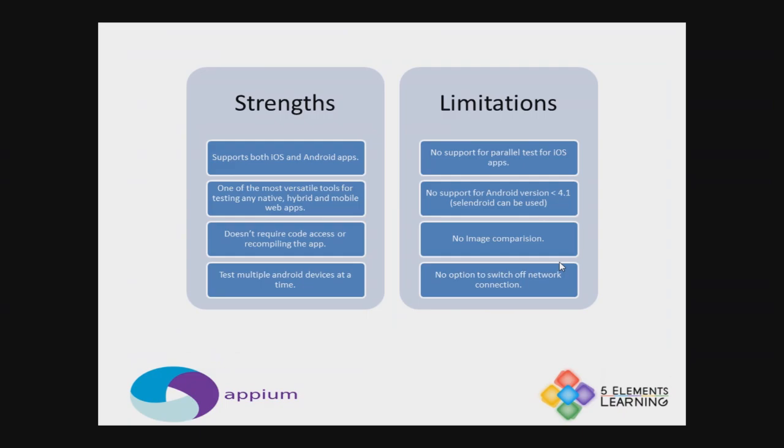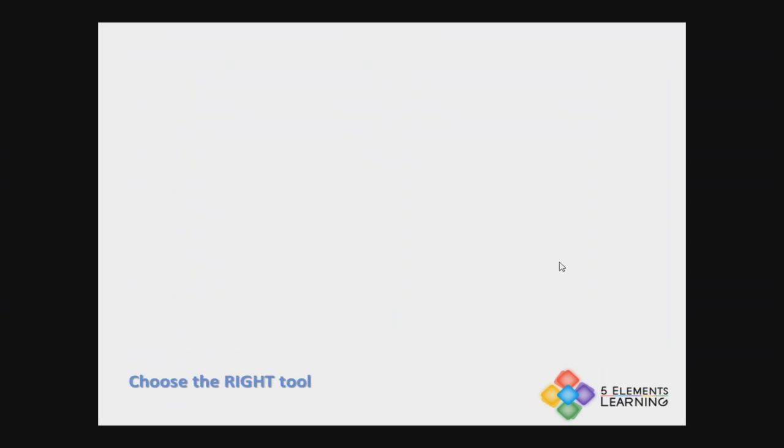You cannot use it for versions less than 4.1 for Android, but there is another tool called Selendroid available to be used. Image comparison as a feature is not available, and there is no option to switch off the network connection. So the limitations are very much less as compared to the other tools which we see on the market, and the advantages which we get with APM far outweigh them.